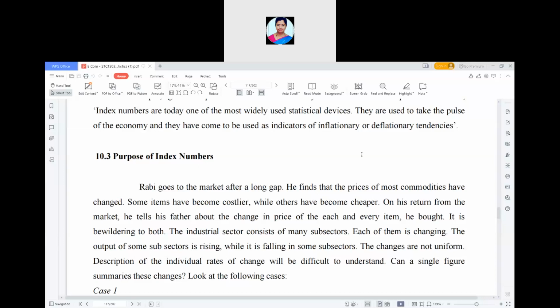Failure to decide clearly the purpose of the index would lead to confusion and wastage of time with no fruitful results. All other problems, such as the base period, the number of commodities to be included, the prices of commodities, etc., are decided in light of the purpose for which the index is being constructed.